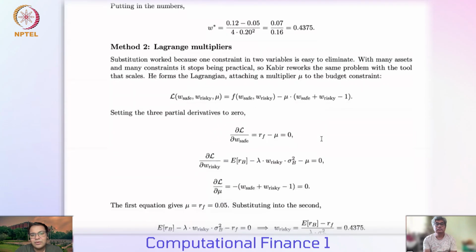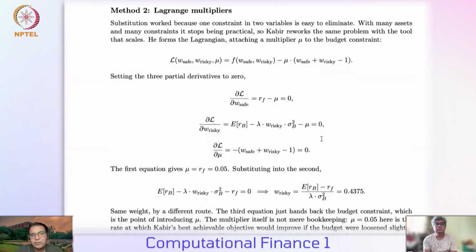And here again, the first step is, as we discussed, you have to write the Lagrangian, and then the second step is to set the partial derivatives equal to 0. So you are going to get 3 partial derivatives corresponding to the 3 variables you have, W safe, W risky, and mu. And that will give you 3 first order conditions, right? All linear. So fairly easy to solve.